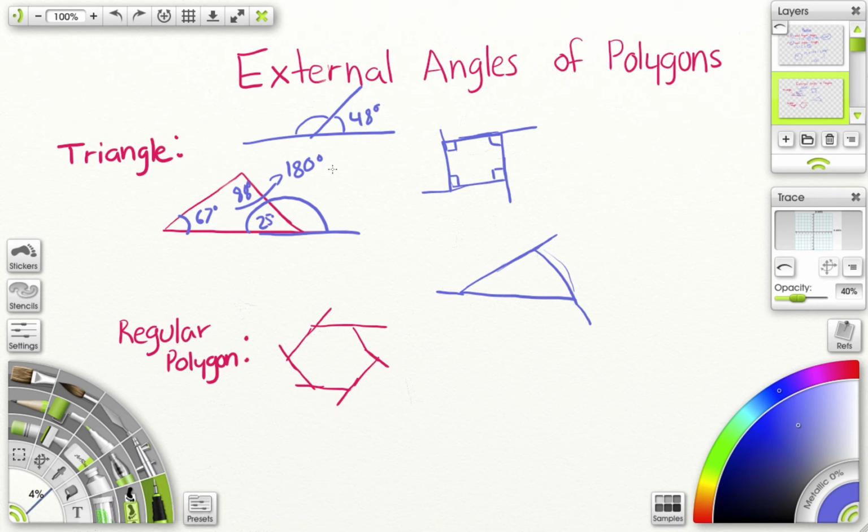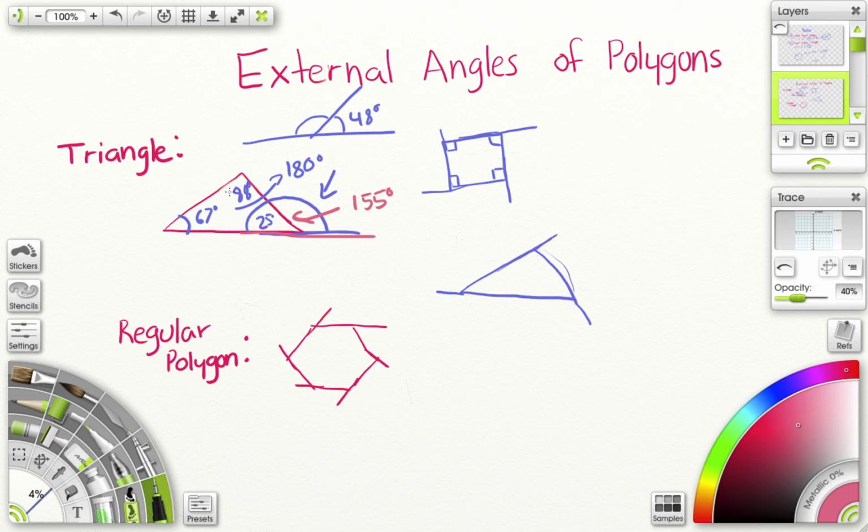So if I'm trying to find the external angle right here, basically I take my 180, because remember our supplementary angles always add up to 180. I take 180 minus 25. This gives me 155. So that means this angle right here is 155 degrees, because I created a straight line that's 180 degrees, and I made a supplementary angle, essentially. See, it all comes back. They're all related to one another.